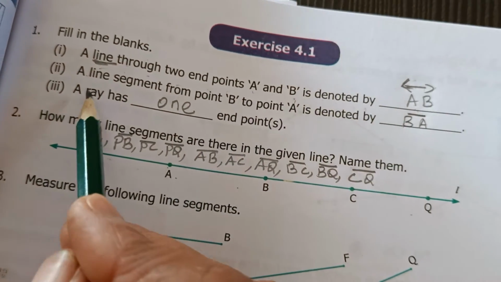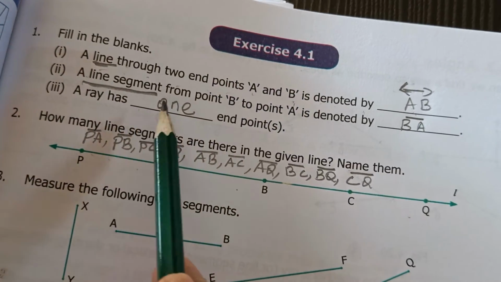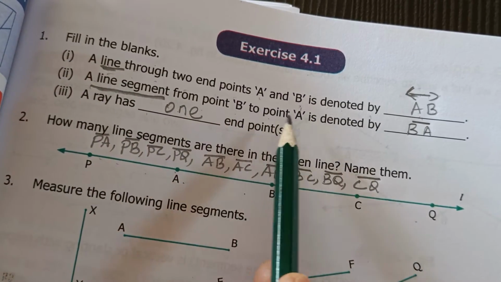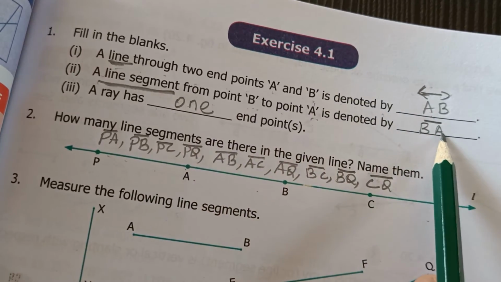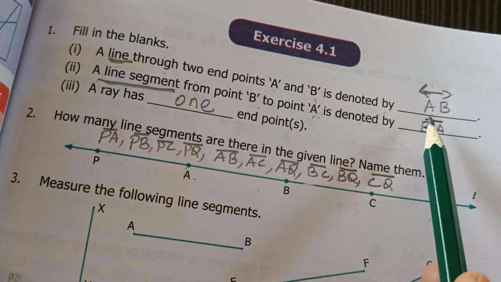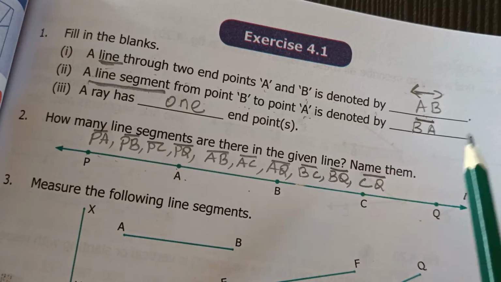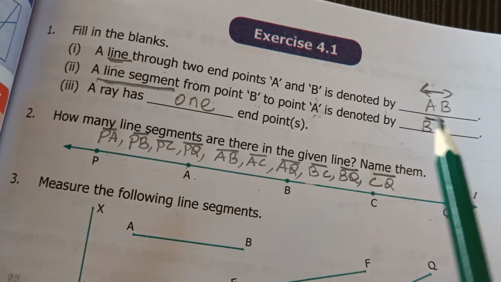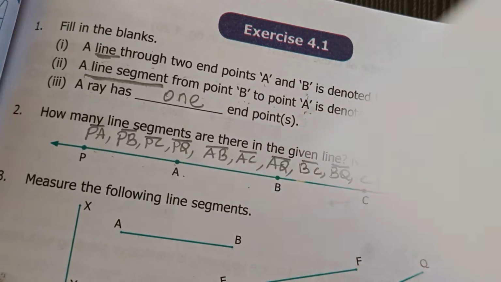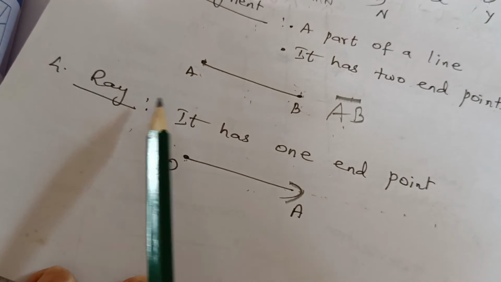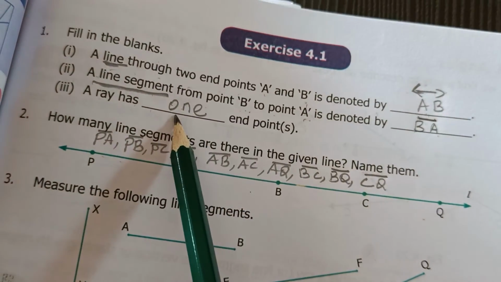Okay, next. A line segment. Read the question properly and check whether it is a line or a line segment. A line segment from B to the point A. From B to A. Starting point is B, ending point is A. So BA. Line segment, no arrow marks, only the line. It has endpoints. So no arrow marks, endpoints. Line segment BA. A ray has how many endpoints? Just now we saw. A ray has one endpoint, only one endpoint.